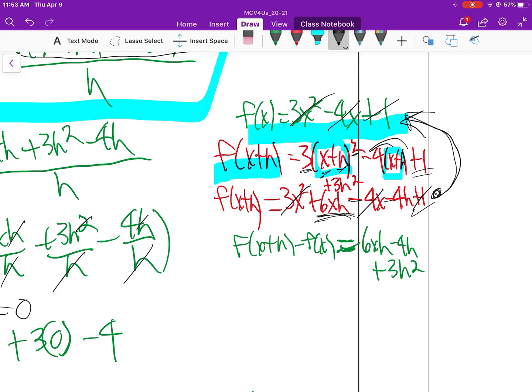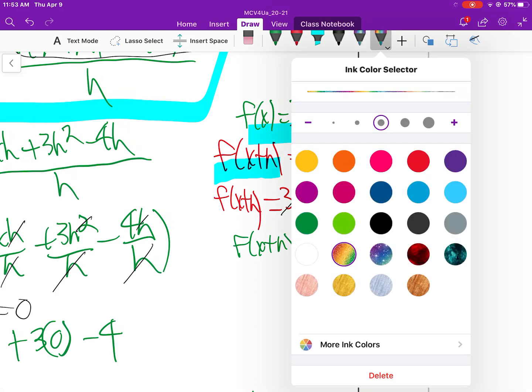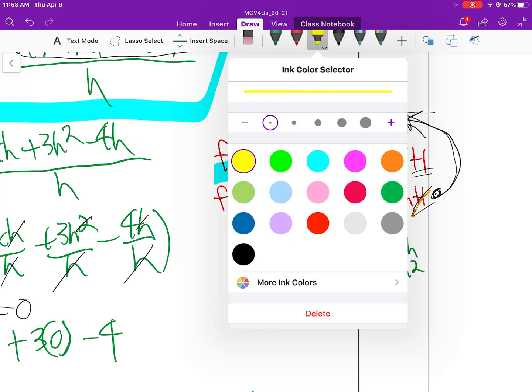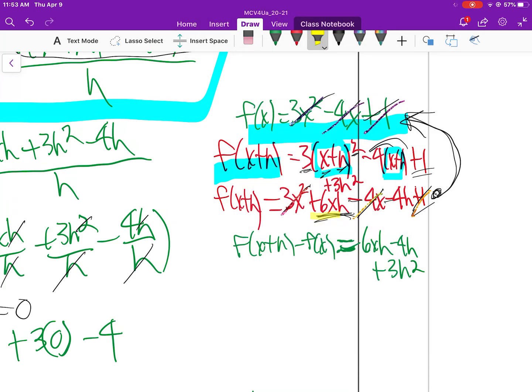What I'm looking for is what things are the same, and then I can subtract them out. So 3x squared subtracts out. And then negative 4x, subtract negative 4x is 0. And then 1 subtract 1 is 0. So anything that's the same in both equations will be 0. The only terms that we're left with are the 6xh. Oh, there's a 3h squared, which I forgot in there. And then a negative 4h. Okay, so those are the terms that are left over.